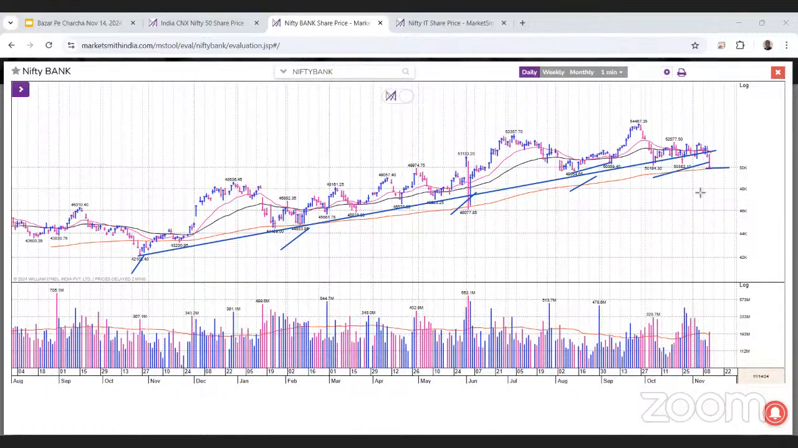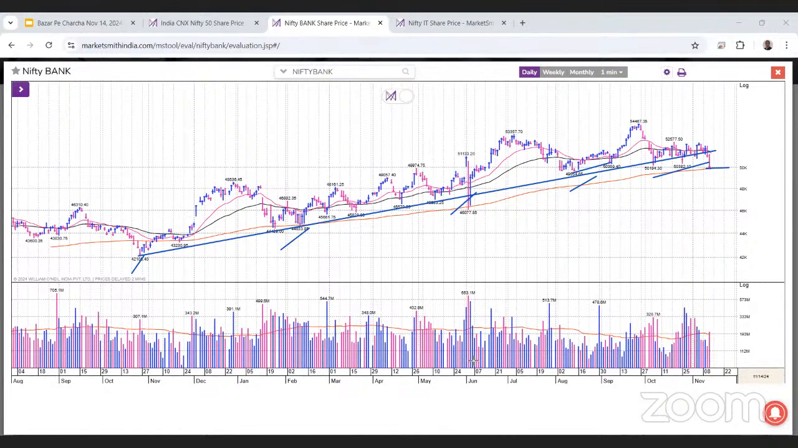So here again, hope is the 200 DMA or the 49,500 to 50,000 kind of zone. Now let's see if things improve. If you ask my opinion, yes, the probability is quite high in this also to go down compared to going upside.